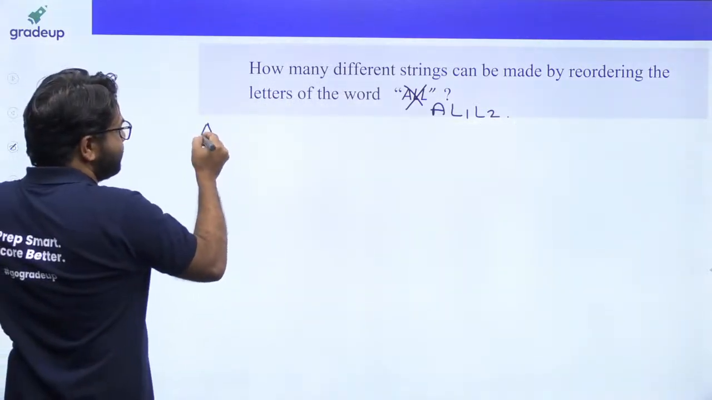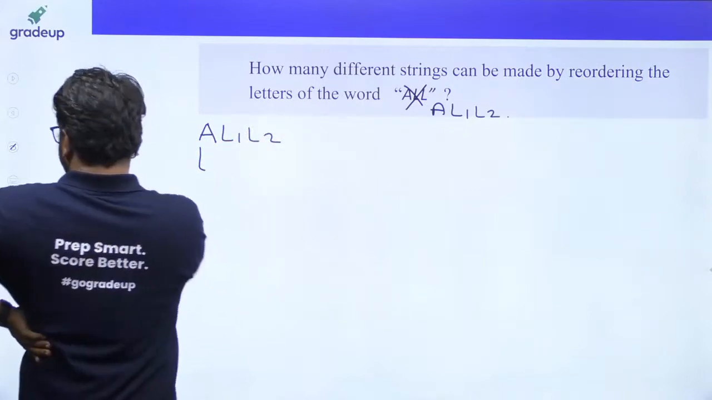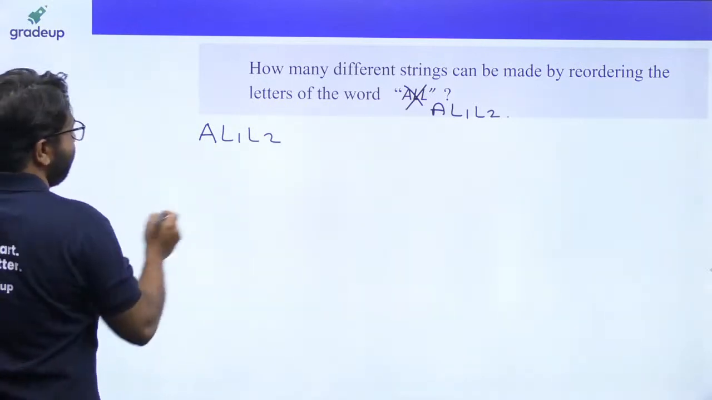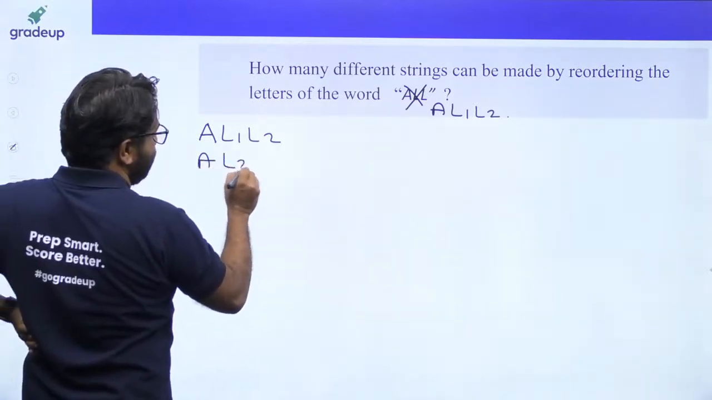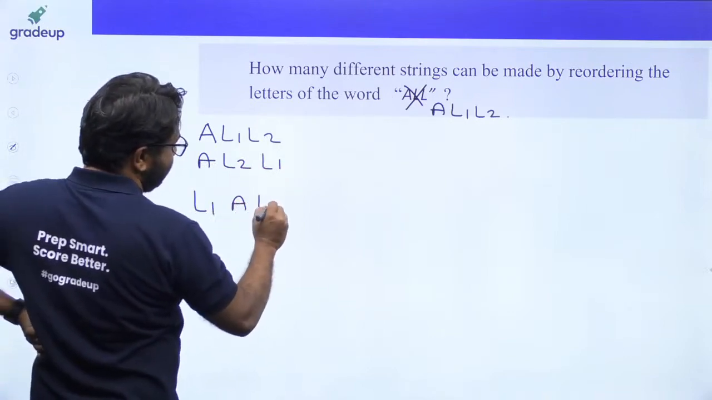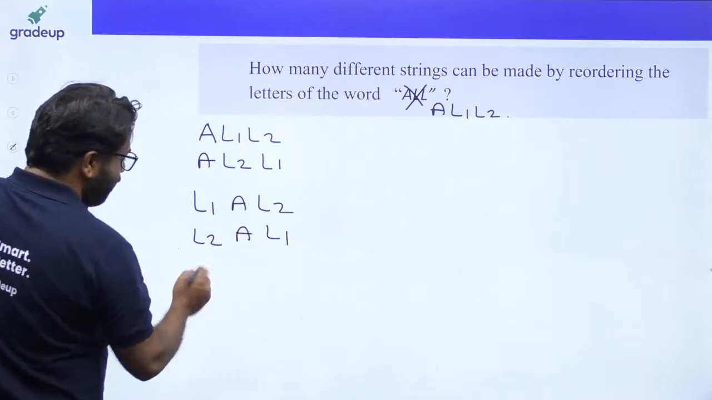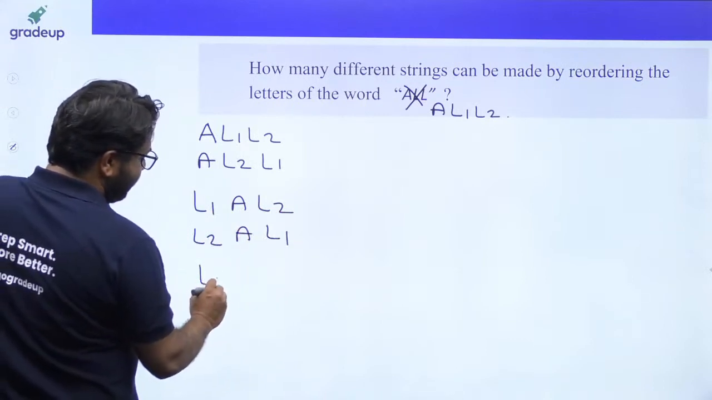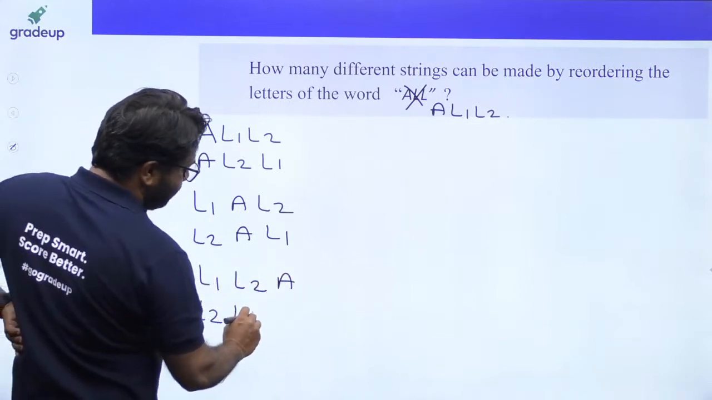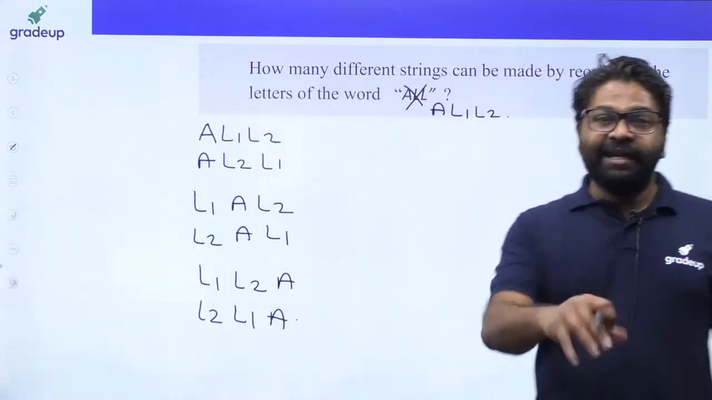One possibility is you can write L1 L2 A, or another possibility is L2 L1 A, where L1 and L2 are different. Other possibilities are L1 A L2 and L2 A L1. This is the visualization you have when L1 and L2 are different.